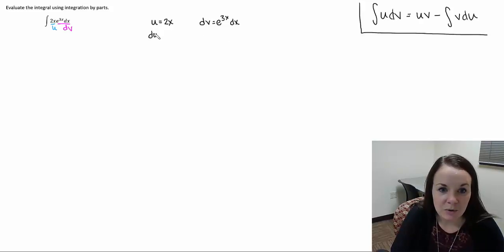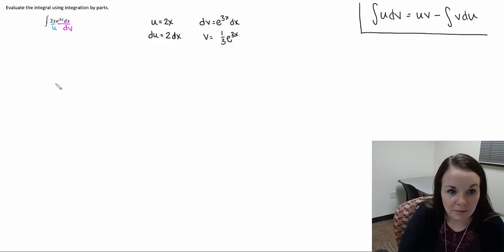To find du, we need to take the derivative of this, which we know then is 2 dx. And when we have dv, we need to take the integral to get v, which ends up being 1/3 e to the 3x. And so with this, we now have all of the pieces that we need to follow this basic form and solve this problem.